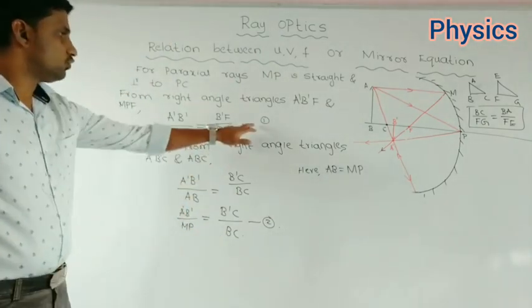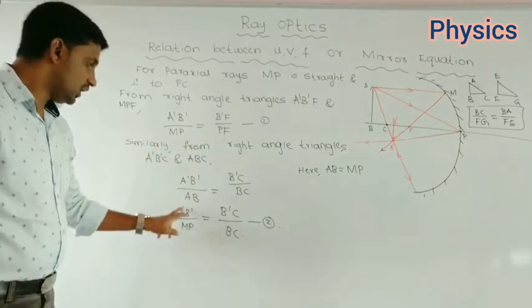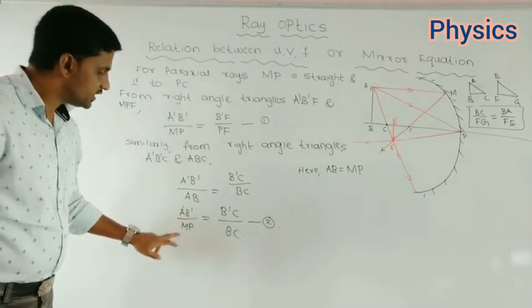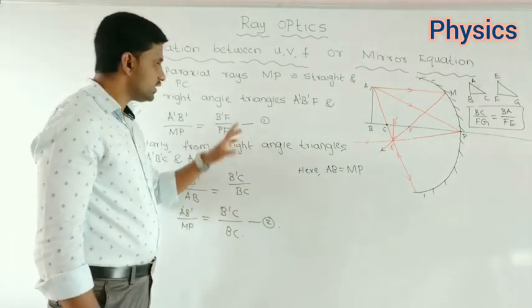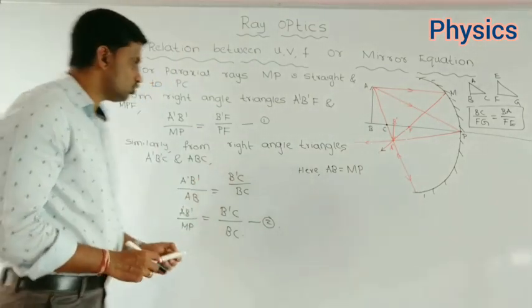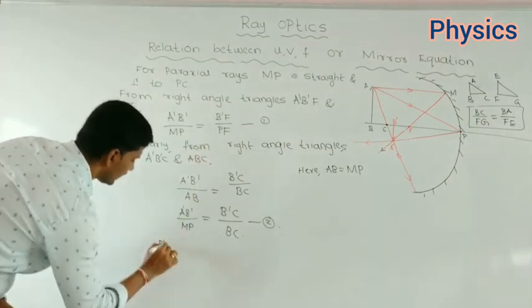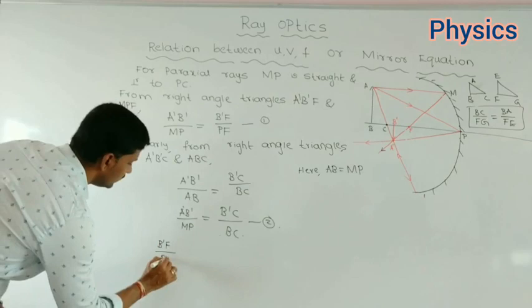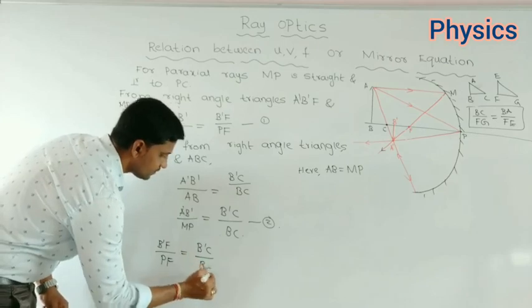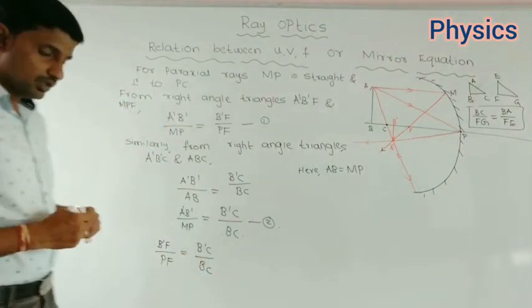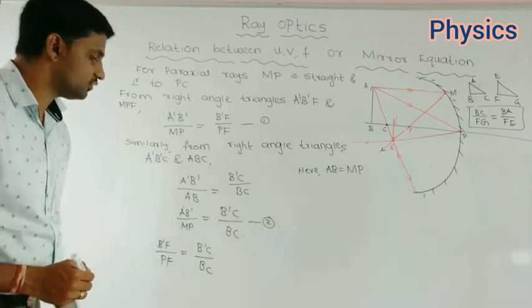See here, from equation 1 and equation 2, the left hand side of equation 1 is A dash B dash divided by MP, and the left hand side of the second equation is also A dash B dash divided by MP. Both are the same, so I can equate these two equations. Then I can write B dash F divided by PF is equal to B dash C divided by BC.